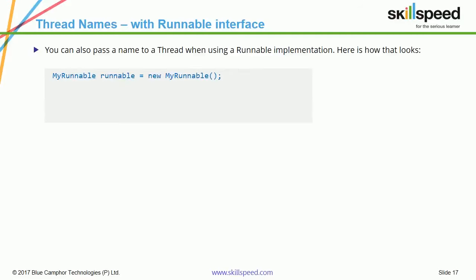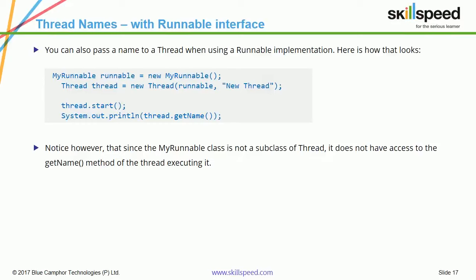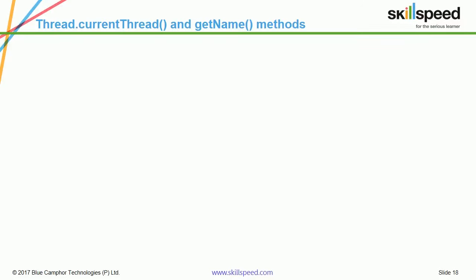Here is how that looks. MyRunnable runnable = new MyRunnable(); Thread thread = new Thread(runnable, "New Thread"); thread.start(); System.out.println(thread.getName()); Notice, however, that since the MyRunnable class is not a subclass of Thread, it does not have access to the getName method of the thread executing it.